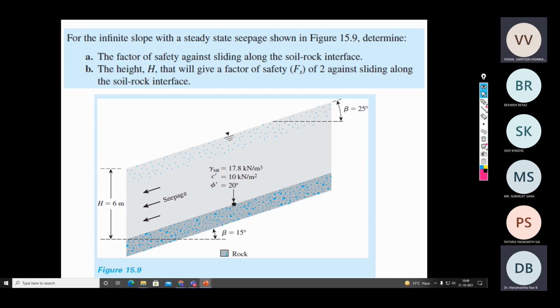Okay, sir. The factor of safety with respect to strength equals c dash plus gamma dash cos square i tan phi, divided by gamma saturated H sin i cos i. Yes, very good. Others may please verify.